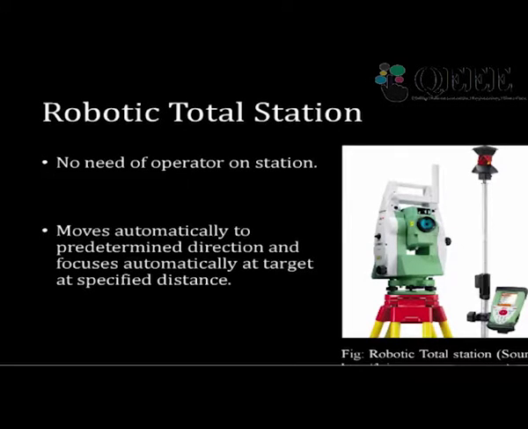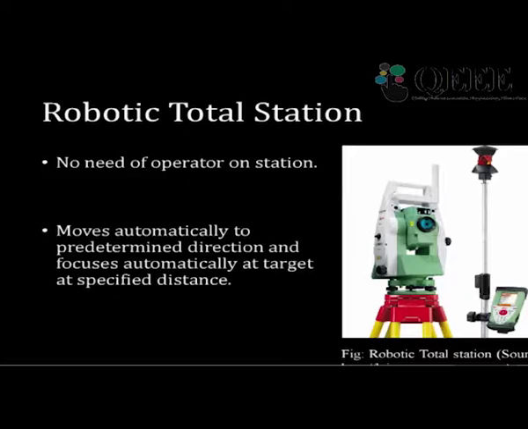Next is the robotic total station. So far I have discussed the total station, which involves two equipments. One is your total station itself fitted with the tripod, and the second one is the prism target. One person should hold the target, and another person should be at the instrument station. The person at the instrument station should focus on your target, press the button and operate, calculate the distance and everything.